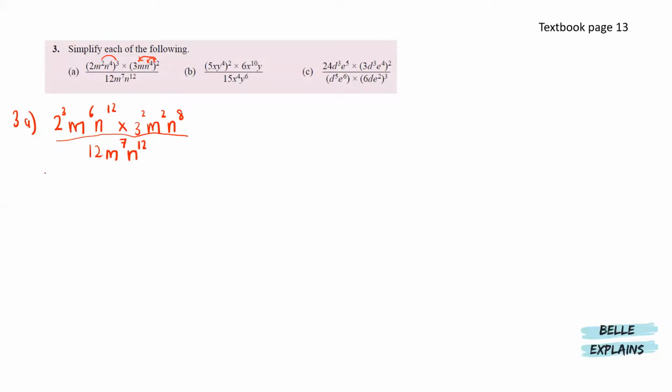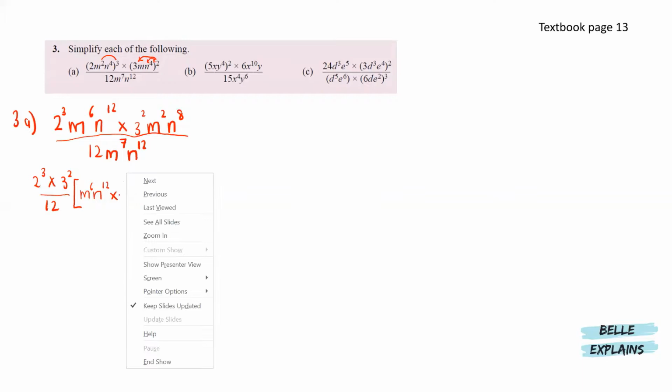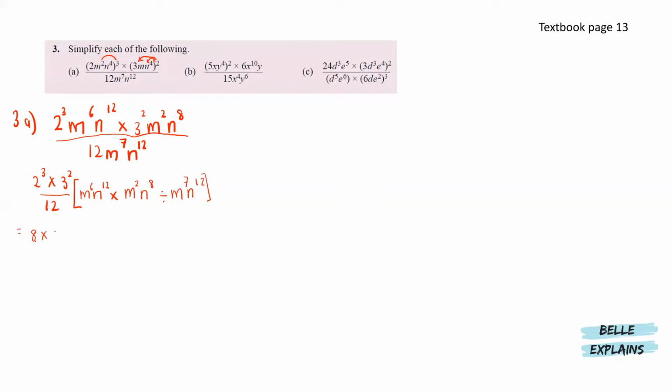So let's get the numbers to one side. We have 2 to the power of 3 times 3 to the power of 2 over 12. And for m and n, we have m to the power of 6, n to the power of 12 times m to the power of 2, n to the power of 8, divide by m to the power of 7 and n to the power of 12. So here we have 8 times 9 over 12.